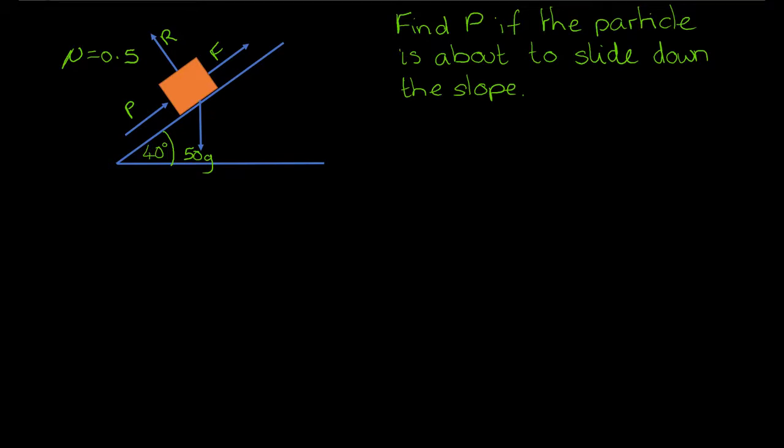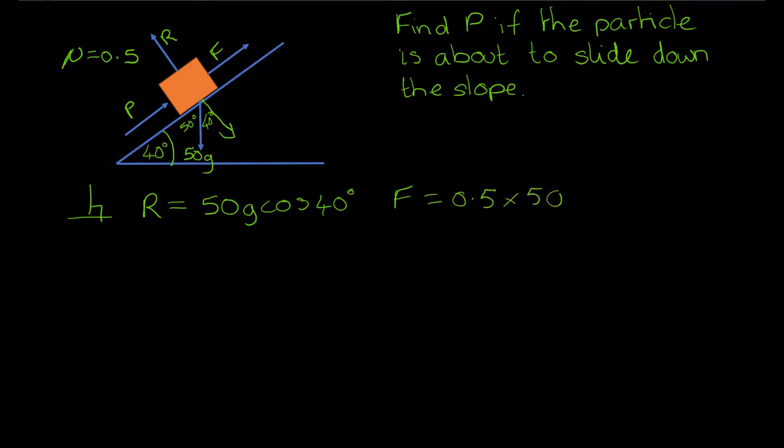We're going to start by resolving in the perpendicular direction to find out what R is. So R will equal the perpendicular element of the weight. This is 40 degrees, so this would be 50 degrees up here. So that means that this angle is 40 degrees. And because the force we're interested in is adjacent to that, it means that R will be equal to 50G cos 40 degrees. We know F equals mu R because it's at its max. So F will equal 0.5 times 50G cos 40 degrees. Let's just tidy that up a little bit because we can at least write that as 25.